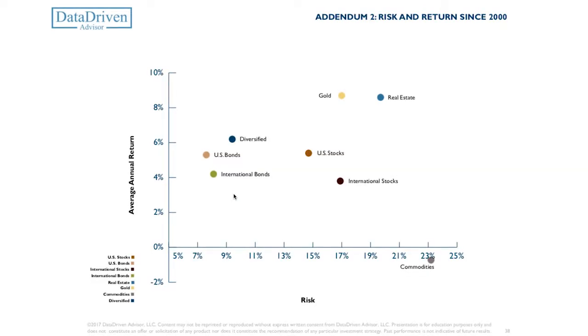Addendum number 2, this is the risk and return chart since 2000. A lot of people get hung up on that one chart, 1970 to 2017, and I like to show people that the numbers change based on when you start the data. What is usually consistent is that the diversified portfolio tends to be towards the top left, while all the other dots tend to move around.